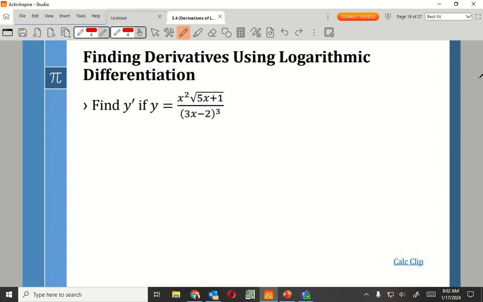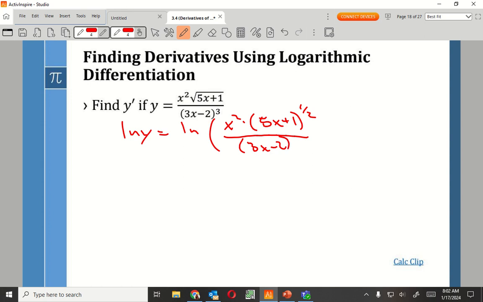So I am going to ln both sides first. So it's like the same as multiplying both sides by the same number. I'm going to ln both sides. So this is now going to become ln of y is equal to ln of x squared times, I'm going to rewrite this, (5x plus 1) to the 1/2 all over (3x minus 2) to the third.